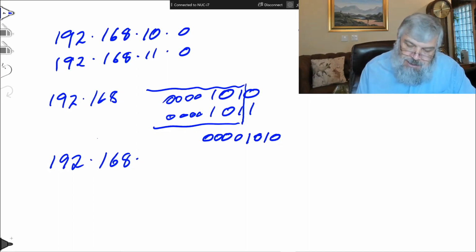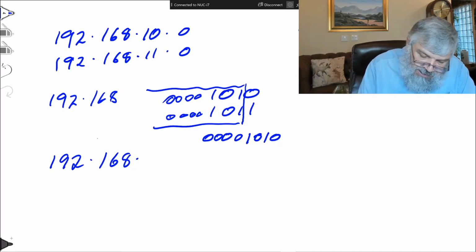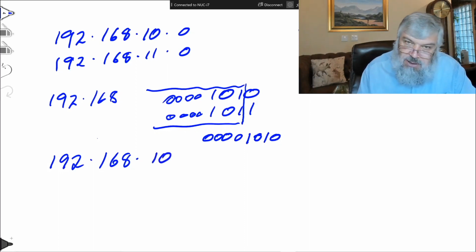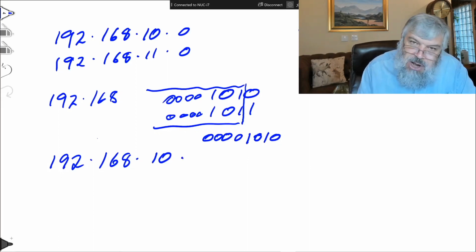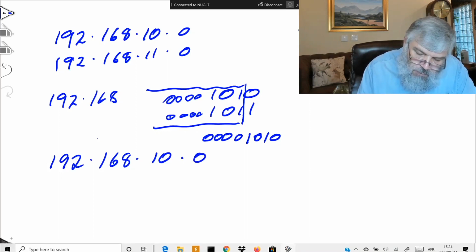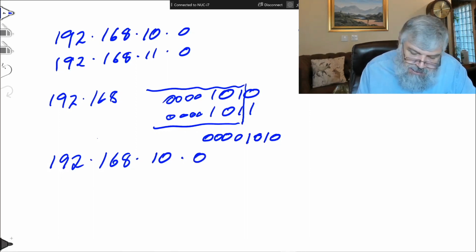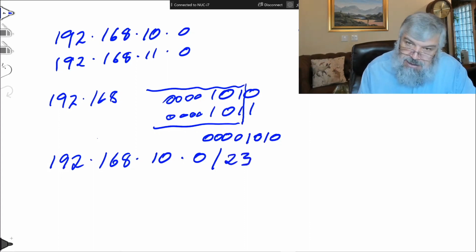By pure luck, it happens to be the one that I started out with, so I don't have to think about it a lot. It is 10, and then the lower portion will remain the host portion, and therefore I can say that it will remain 0, and I can now say that I'm going to use not the 24 bits that I would originally have used for a Class C address, but 23.